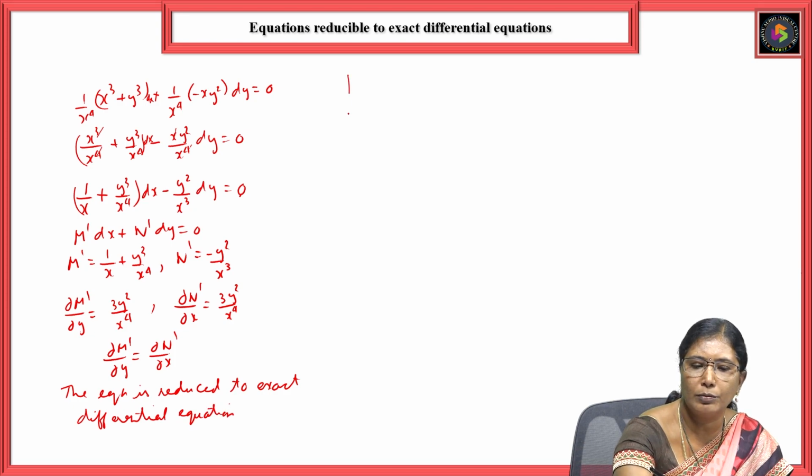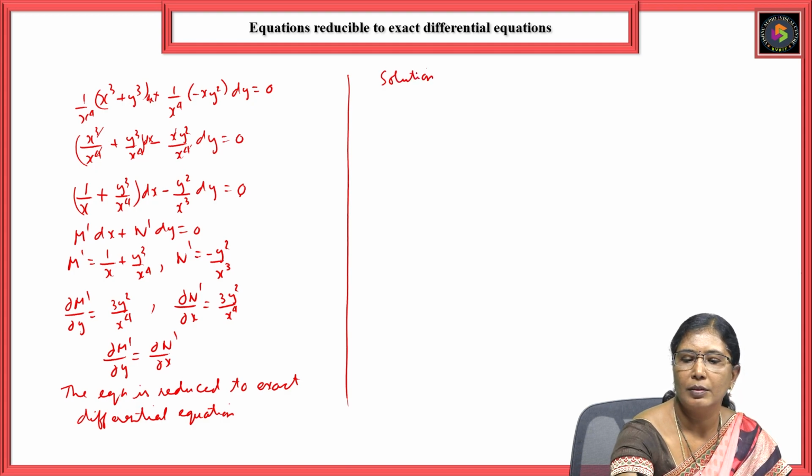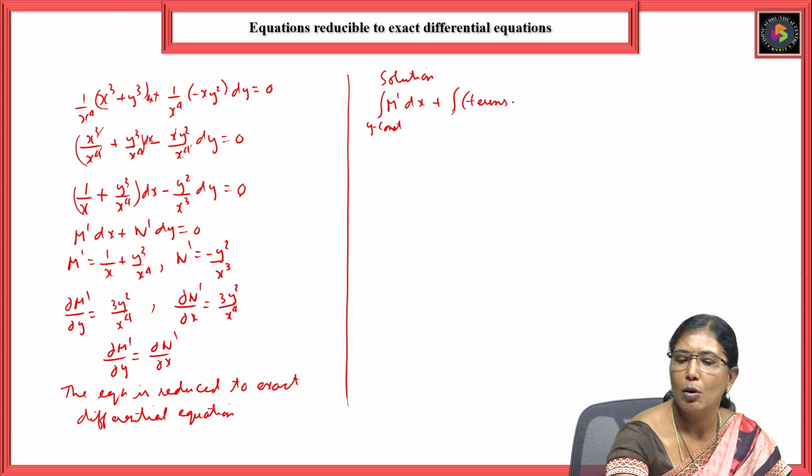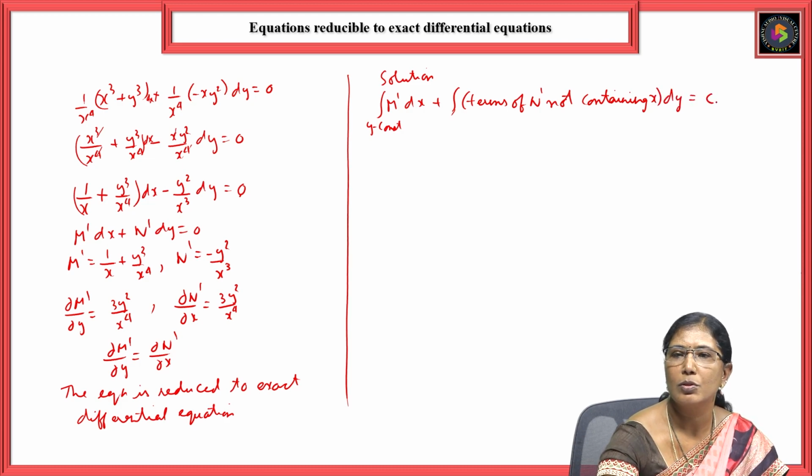So what is the solution? You know the solution formula. Solution: integration of M' dx, you should take the reduced form M' dx keeping y constant, plus integration of the terms of N' not containing x, into dy, is equal to c.